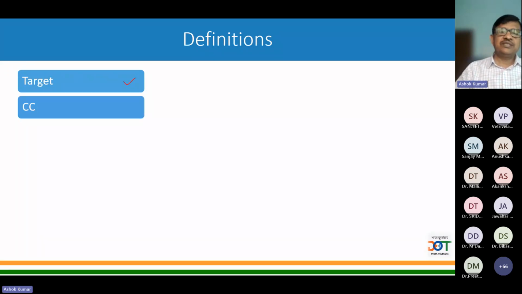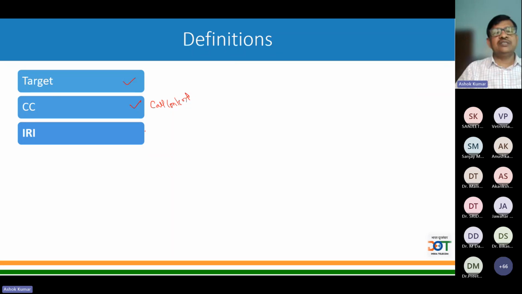The next term is CC. CC stands for call content. That means be it a voice call, if a voice call is getting recorded, that is CC. If the target is trying to access the internet or YouTube, the video or audio in that is CC, or call content.